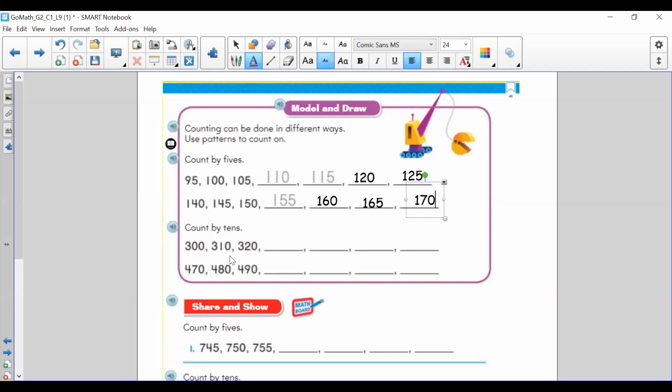So 300, 310, 320. Can you think of what comes next? We have to start with a 3 because it's 300. And then think of 0, 10, 20, 30. So it's 330. Add 10, 340. Add 10, 350. Add 10 to that, 360.